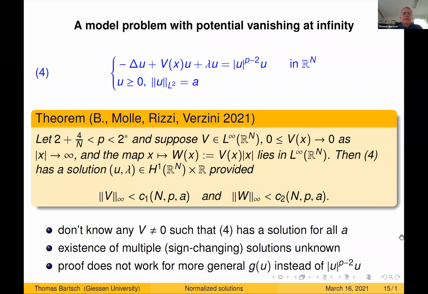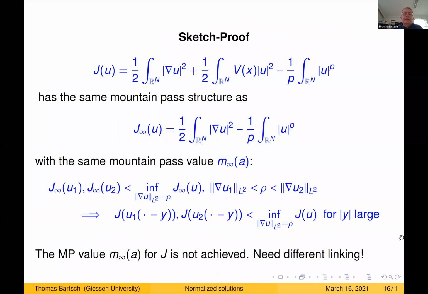So how is the situation here? Again, I am in the setting of the variational approach. First of all, we observe that the functional has now this additional term here, but it has actually the same mountain path structure as the functional J infinity. So J infinity of u is well understood in our setting. So we have a nice mountain path structure.